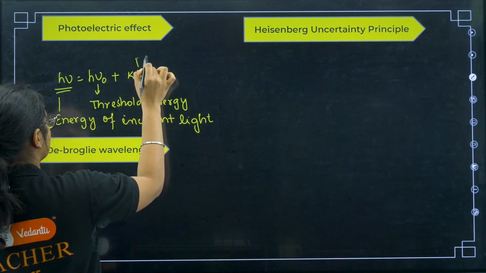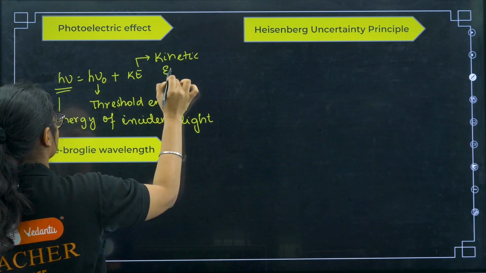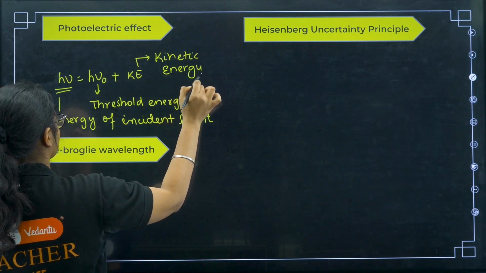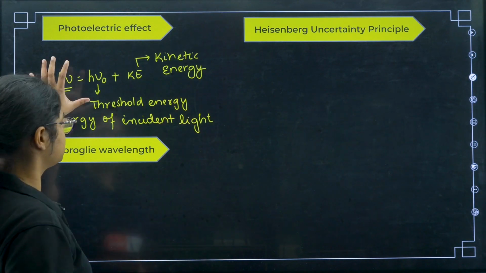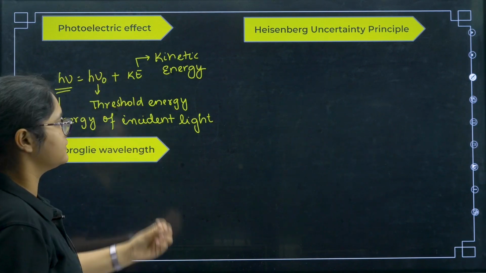Okay, and Ke is your kinetic energy. So this is the formula. Here any one term can be given and the other terms can be asked in the exam.